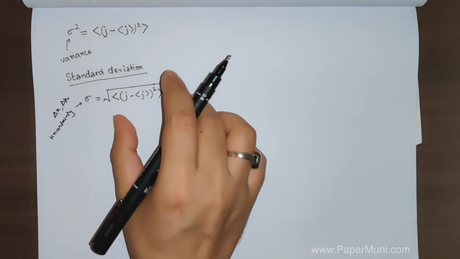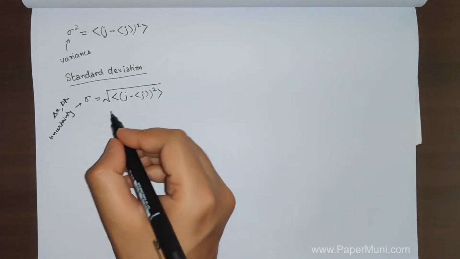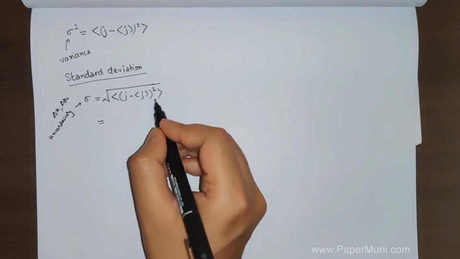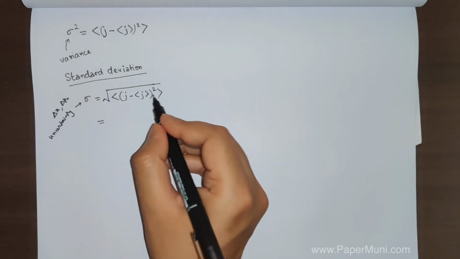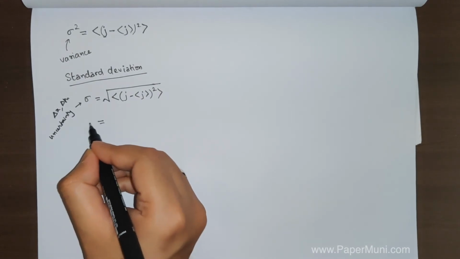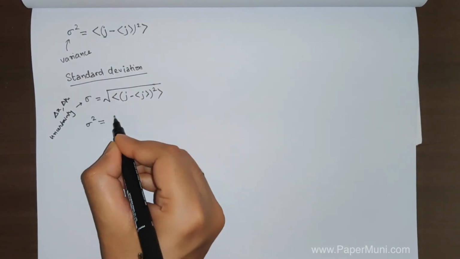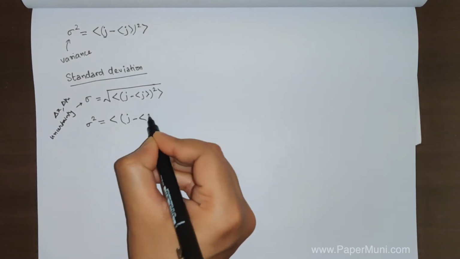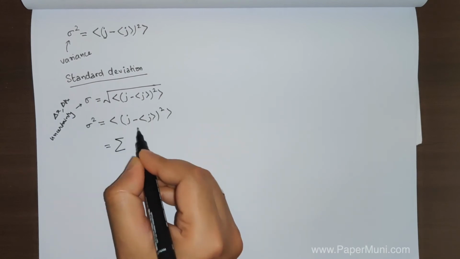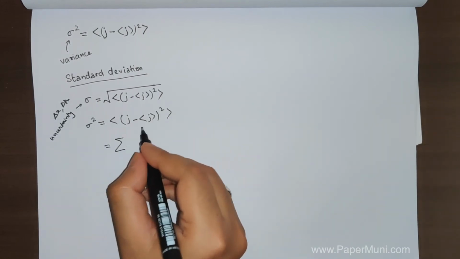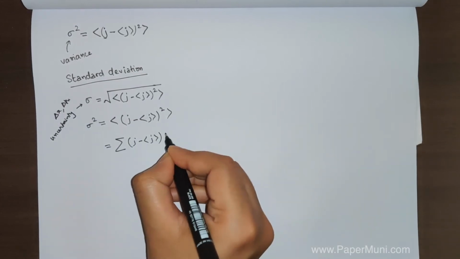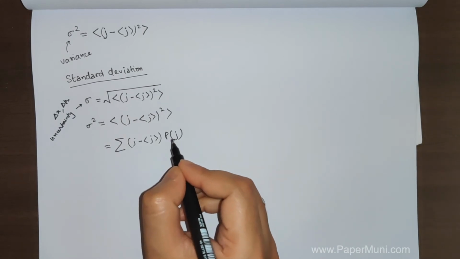Okay, so let's simplify this quantity. We had learned in the first part of the probability video how we can write this. So we simply write this as j minus the mean of j, whole square, mean. Now mean we had defined like this: the mean of any function can be written by placing this function and multiplying it by the probability.